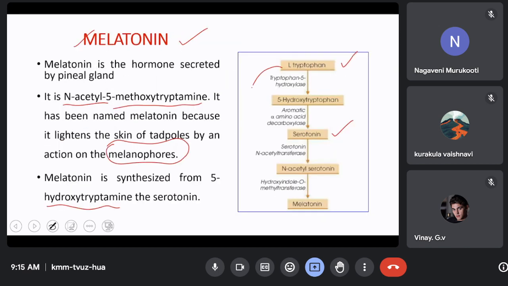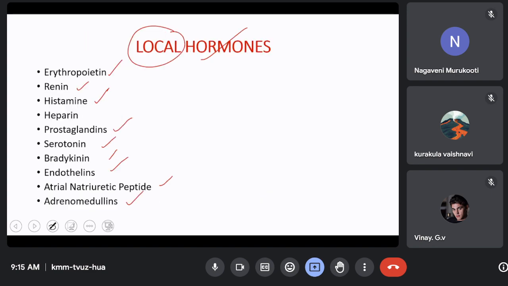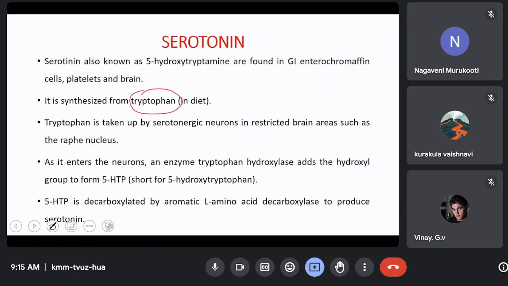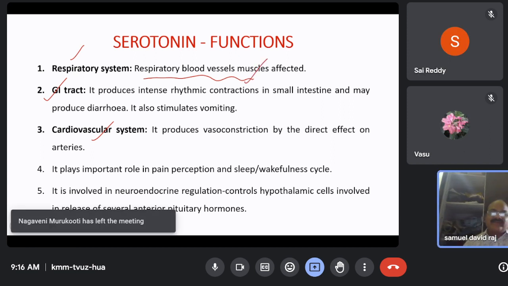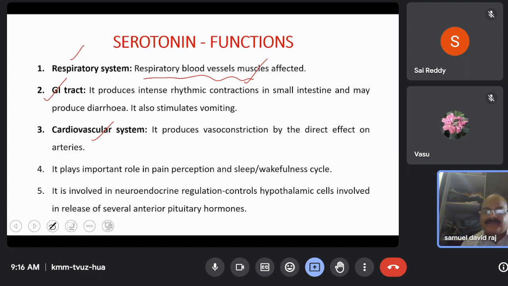It is synthesized from tryptophan, from which melatonin is synthesized. So serotonin is synthesized from tryptophan by these two reactions. And coming to the functions, it has varied functions. The main three functions are on the respiratory system, gastrointestinal tract, and cardiovascular system. On the respiratory system, the respiratory blood vessel muscles are affected. It affects the muscles of the blood vessels of the respiratory tract.